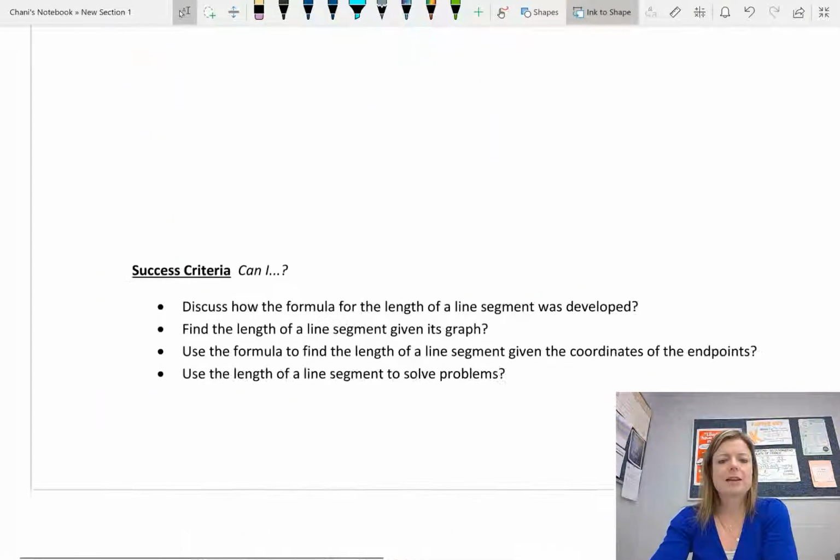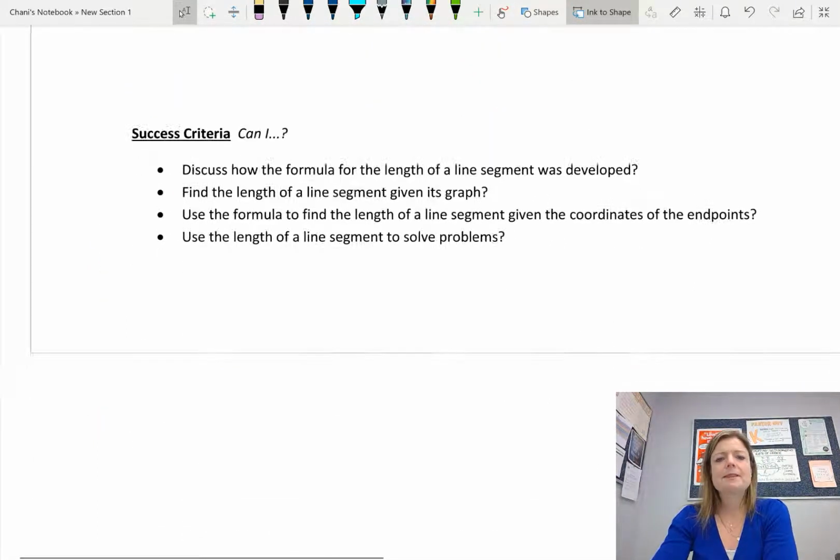Okay, so let's take a look at the success criteria. This is what you should be able to do as a result of this video. So discuss how the formula for length was developed. Find the length of a line segment if I give you a graph. Use the formula if I just give you the coordinates, and then solve other problems. So word problems, or the one like the question with the median I just gave you.